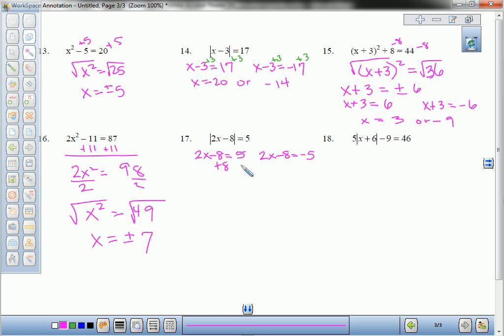So we're going to add 8, and we get 13. When we divide by 2, we just have 13 halves. You could leave it 13 halves, or you could also write it as 6.5. All right, here when we add 8, though, we get 3. So when we divide by 2, we get 3 halves, or 1.5. If you switch those to decimals, it would look like this. Either of those are acceptable.